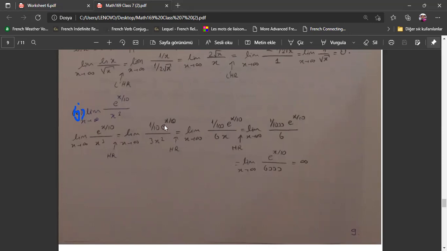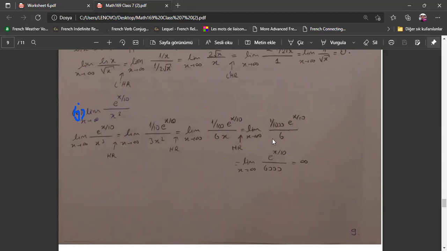As you see, we still have infinity over infinity. That means we can apply the rule again. So we take the derivative of this function now. It will give 1 over 100 e to the x over 10 over this one's derivative, which is 6x. Now, if x is approaching infinity, we have again infinity over infinity. We can apply the rule again, and it will give us this now.